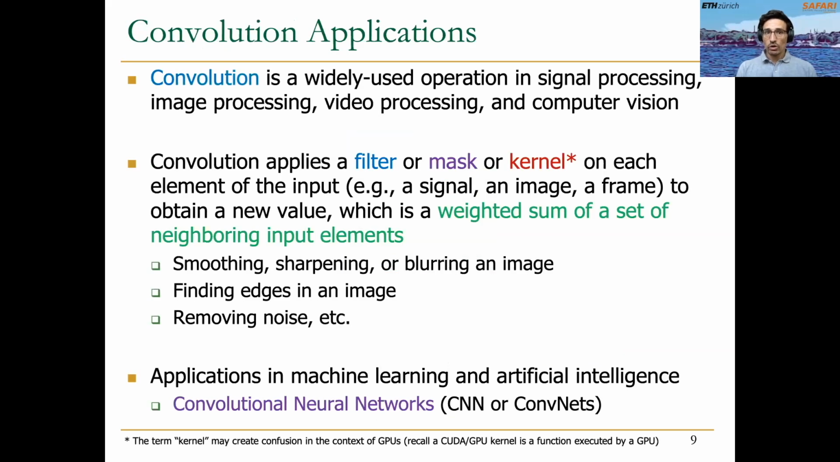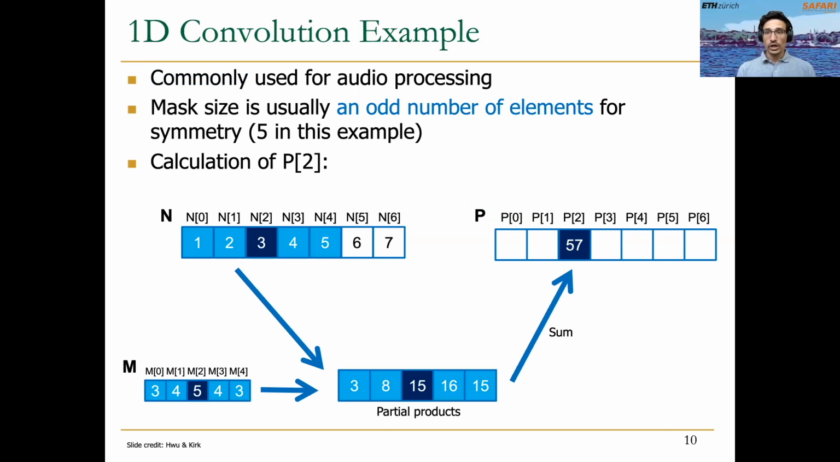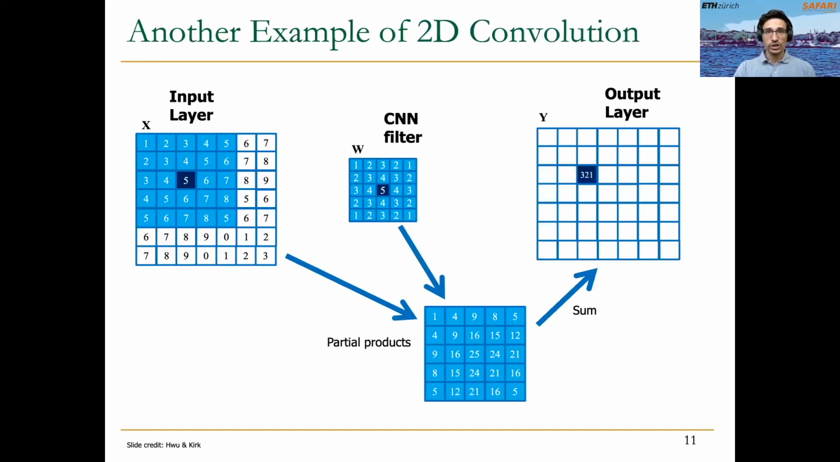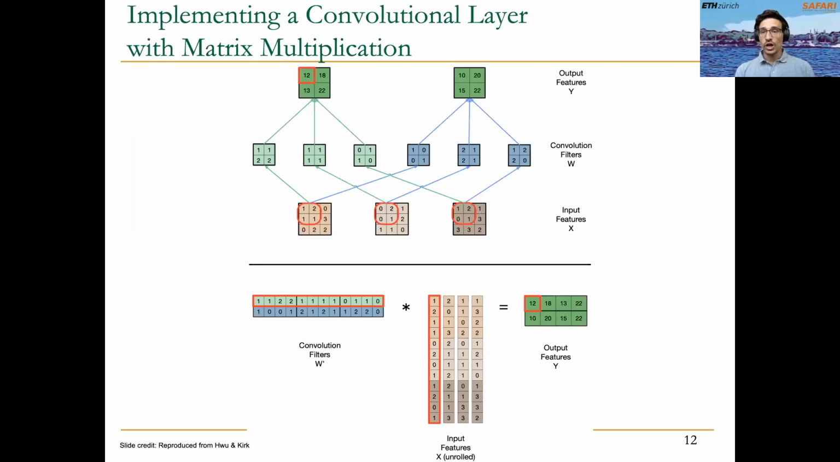Another important pattern that we covered is convolution. Convolution applies a filter or a mask on each element of the input data set and calculates a weighted sum of the neighboring input elements. Here you can see how to do it for one-dimensional data structures, and here for two-dimensional data structures, for example, images. This is the kind of convolution that is used in convolutional neural networks. And we also discussed in the lecture how to lower the convolutional layer to a matrix multiplication that can even better fit the hardware of the GPU.